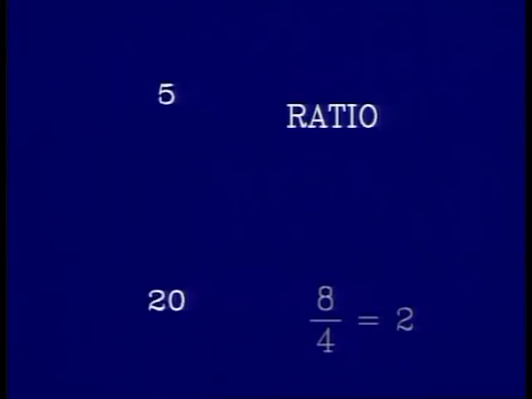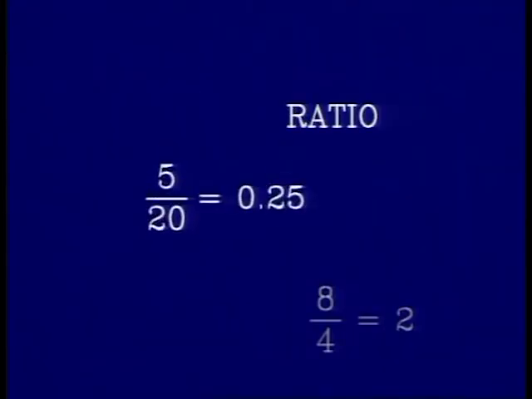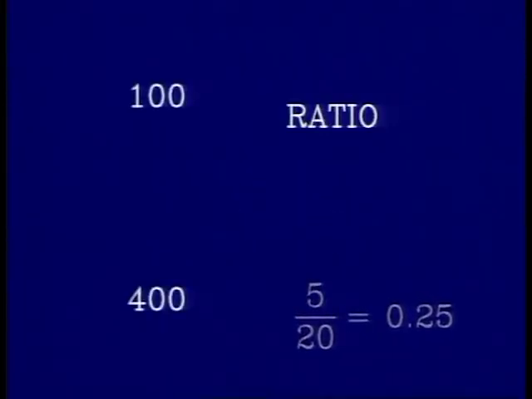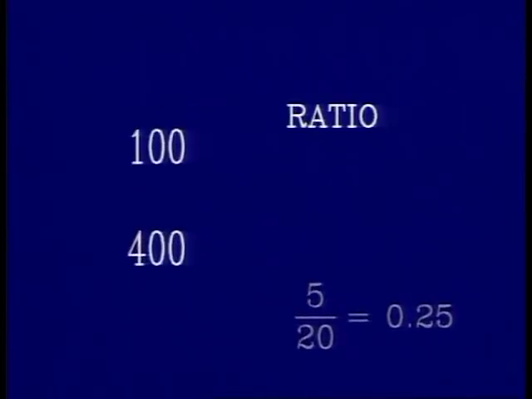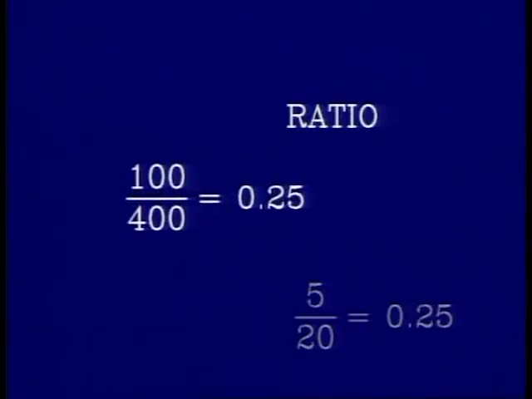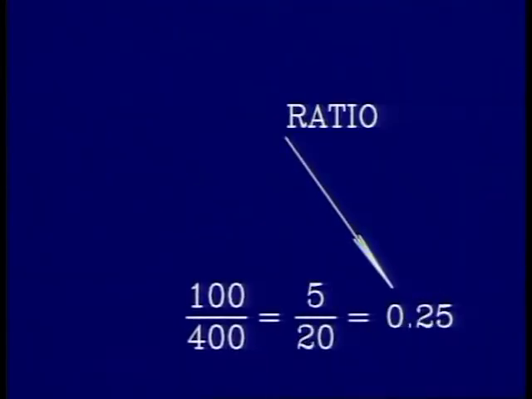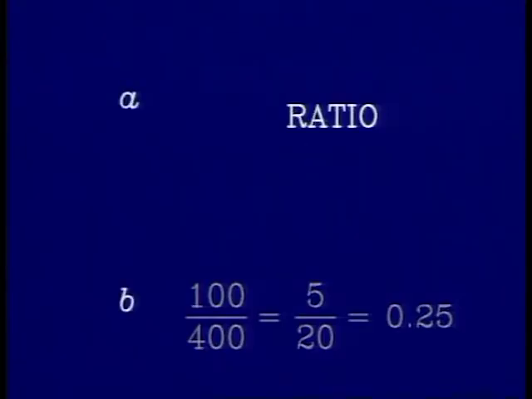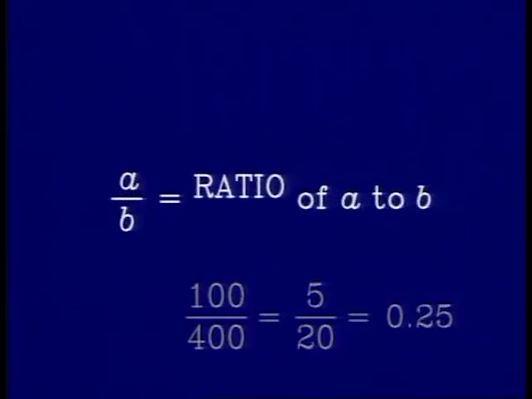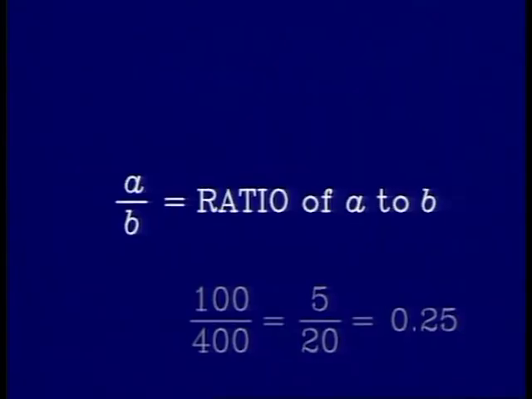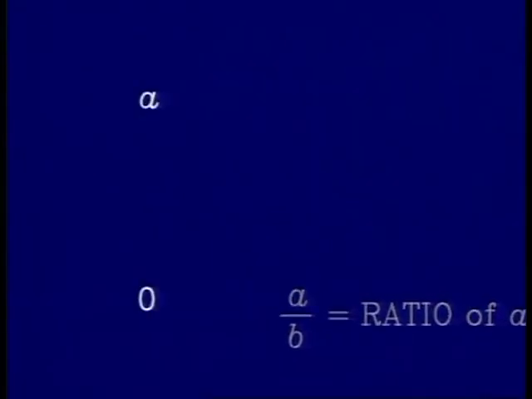The ratio of 5 to 20 is 0.25. The ratio of 100 to 400 is also 0.25. For any numbers a and b, a divided by b is called the ratio of a to b, provided, of course, that b is not 0.